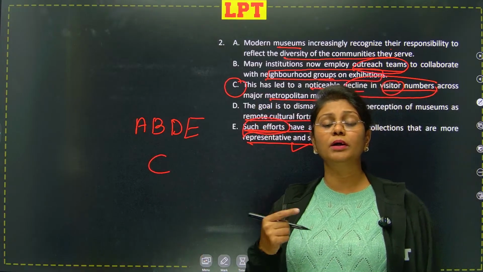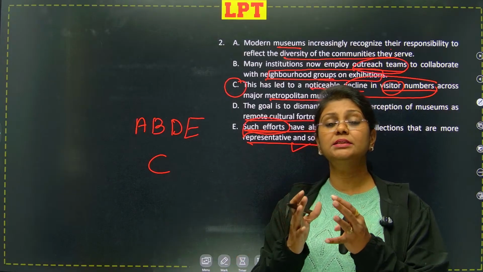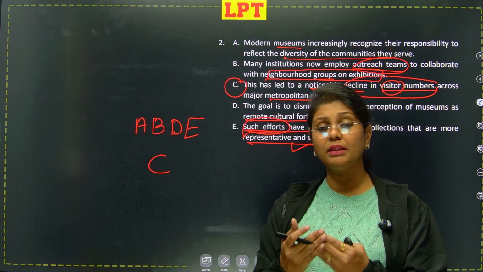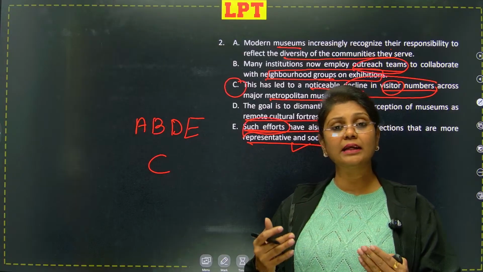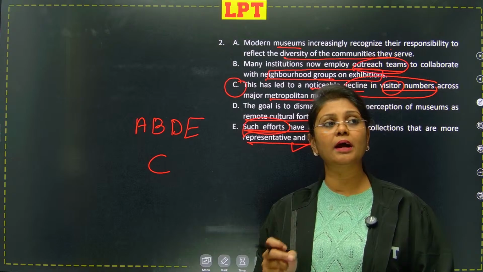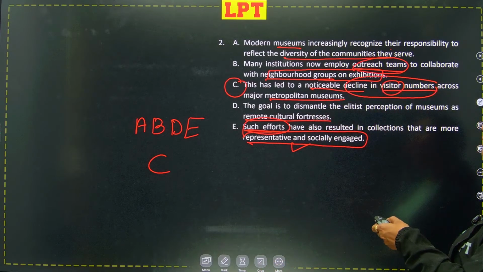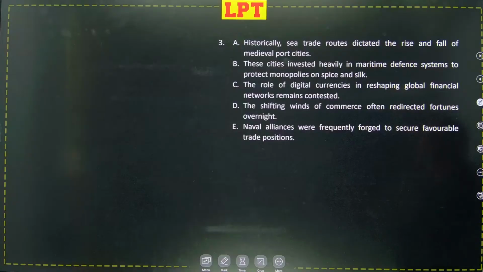So basically what we are trying to figure out with these questions is that they have a common theme, a common idea that is being talked about. The one that does not belong to that group becomes our answer. That was the second question. Let's go to the third question now. Here is the third question.